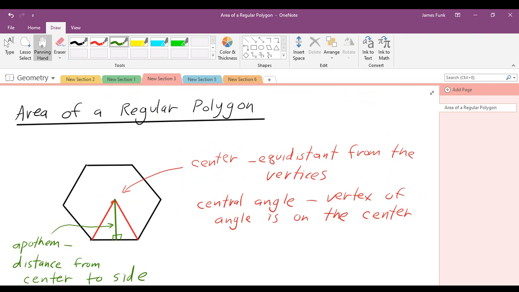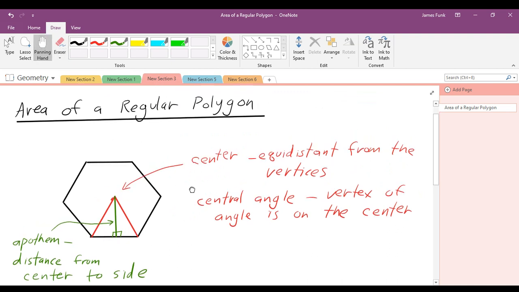Okay, now let's talk about something a little bit more complicated here. Area of a regular polygon. We had the word regular when we talked about triangles earlier. We had a regular triangle, which we said was a triangle which has all the angles congruent and all the sides congruent. Well, the same word regular goes for all polygons. So a regular polygon is a polygon which has all the sides congruent and all the angles congruent.